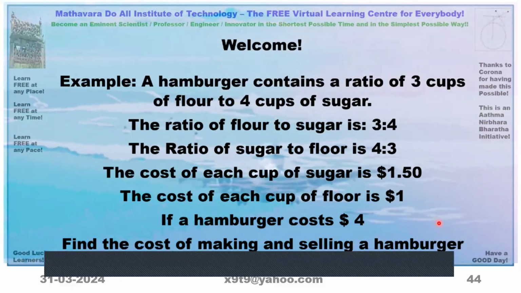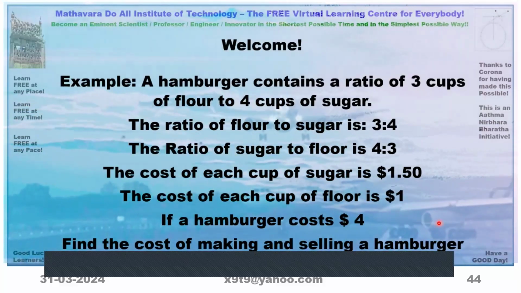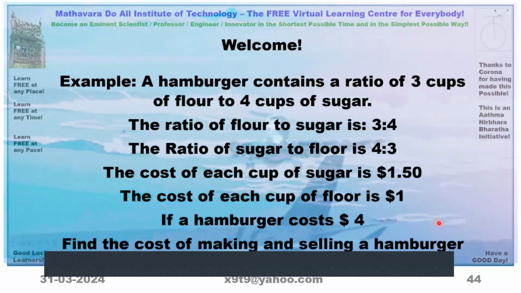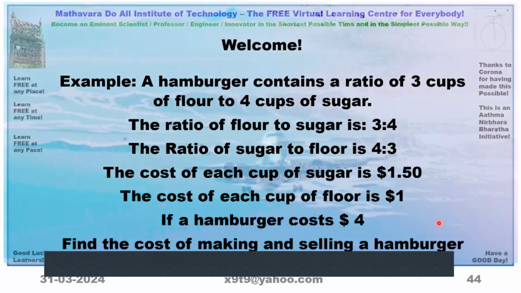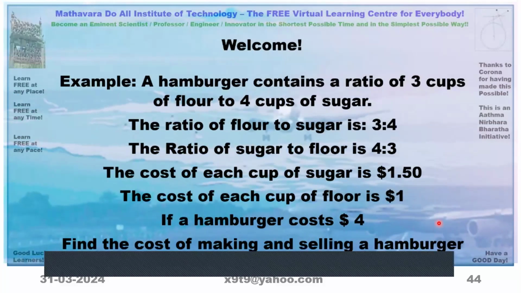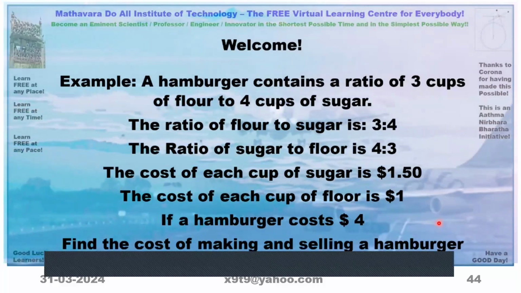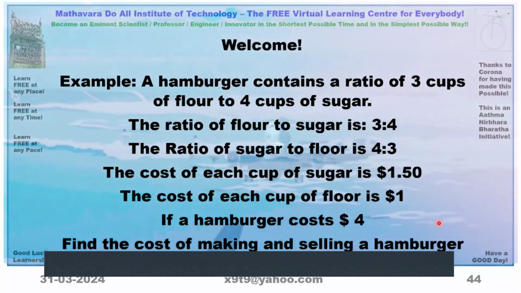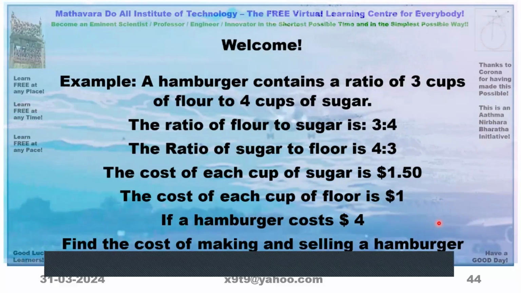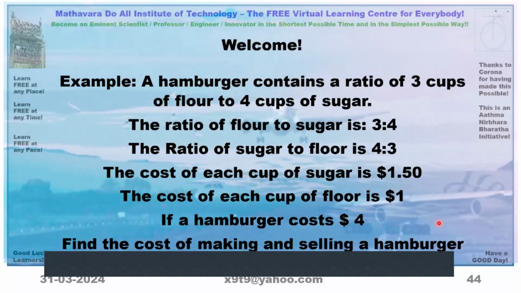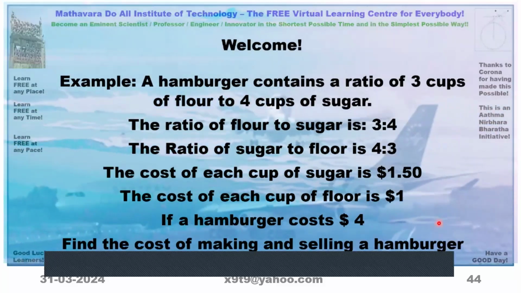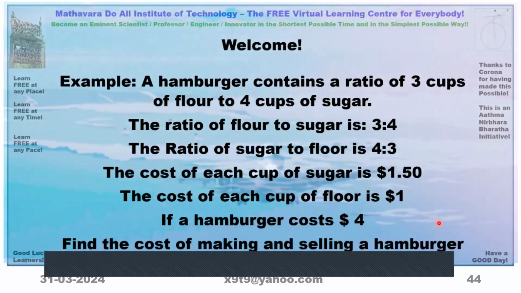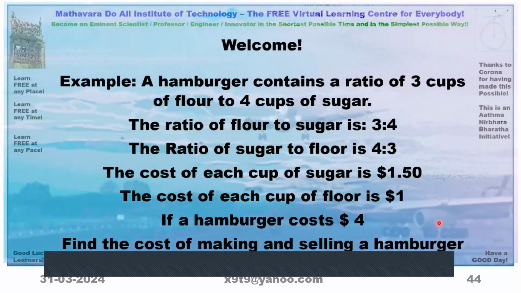3 cups of flour at $1 per cup. See, 1 cup of flour is $1. If you want 3 cups of flour, it will become $3. Is it not? Yeah. 3 into 1. Number of cups into the price per cup.